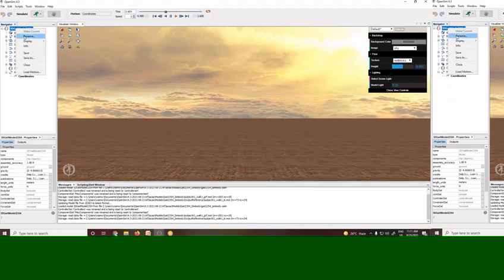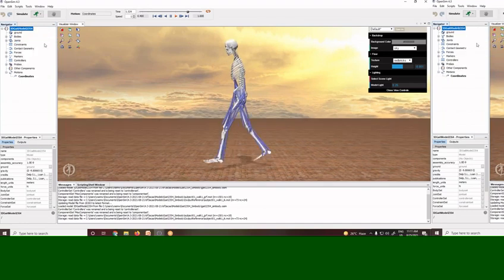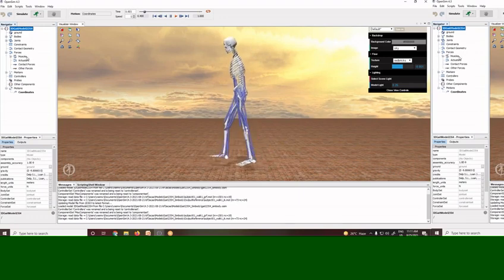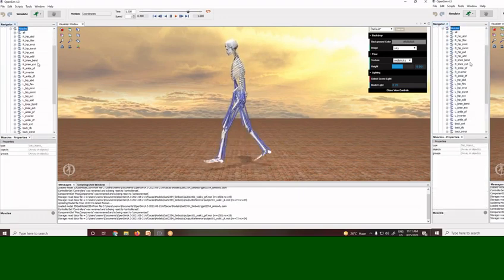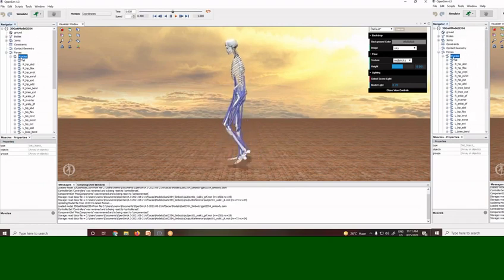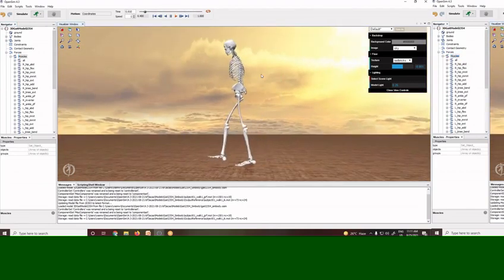We can hide. You can see how the motion value is changing for different joints. Different force muscles I can convert. For each joint you have muscles. You can disable the muscles also. I have hidden the muscles. Now we are just getting the skeleton joints. You can see.